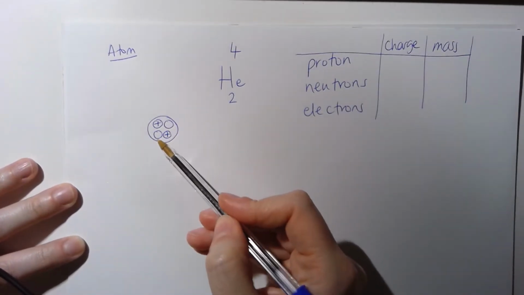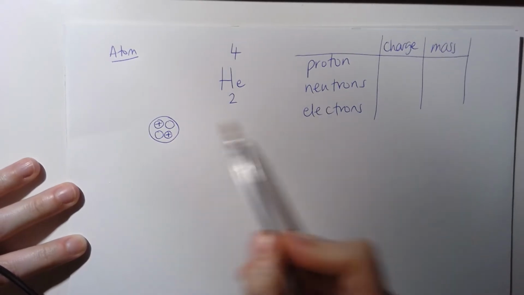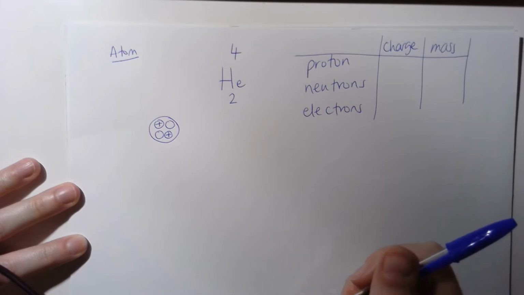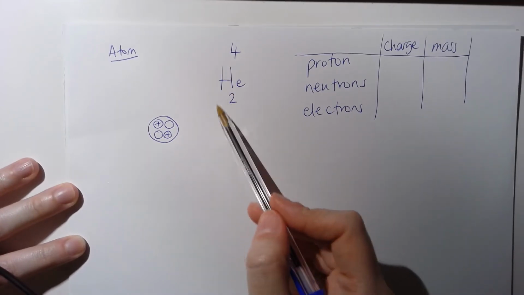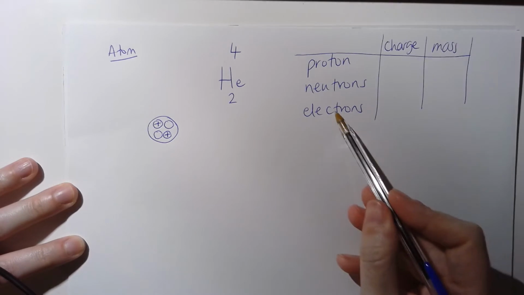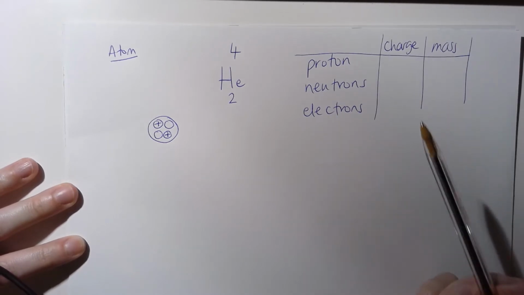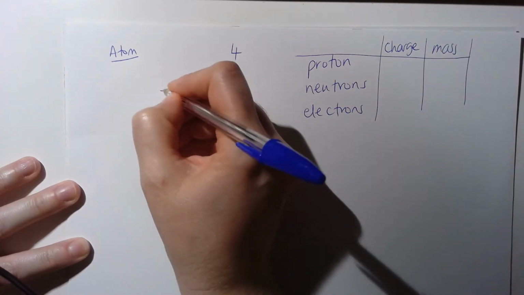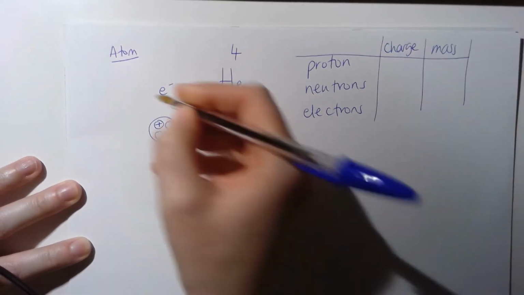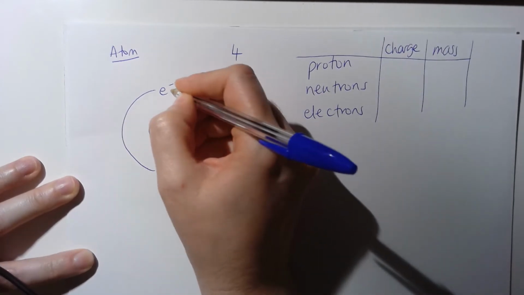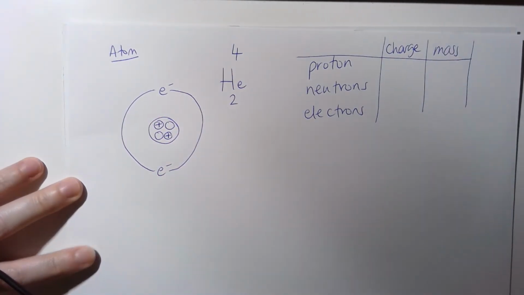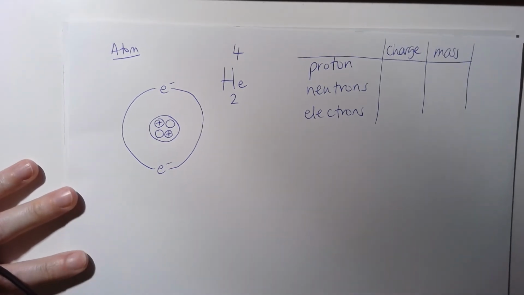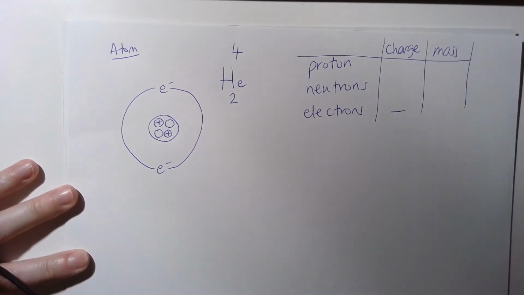These other 2 are what we call neutrons, and they have neutral charge, so they have no charge whatsoever. This bottom number also stands for the number of electrons, because in an atom the number of positive charges always equals the number of negative charges. So we know this has got 2 electrons. We draw them in this shell or energy level, and I like to always draw the little minus sign there just to remind me that actually the charge on an electron is negative.